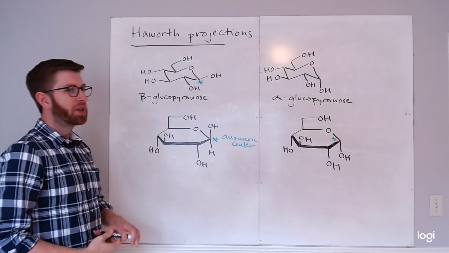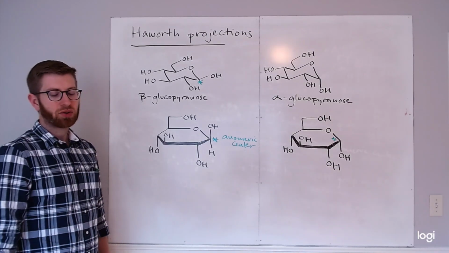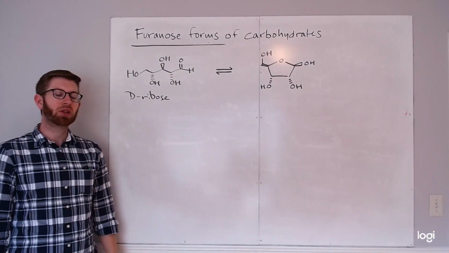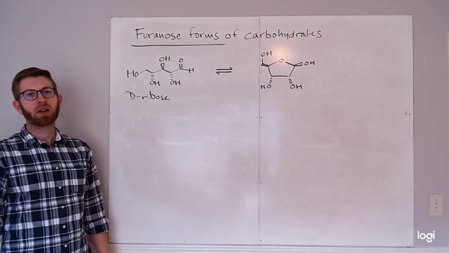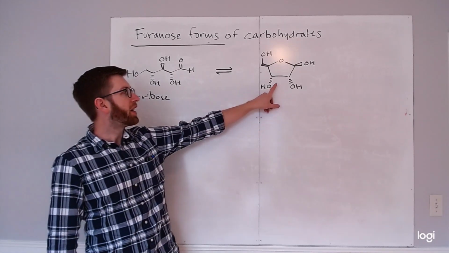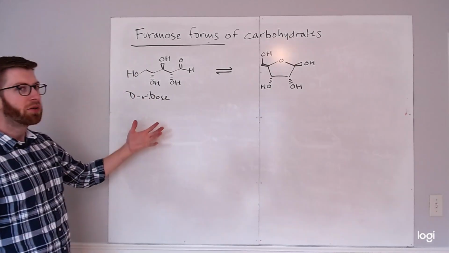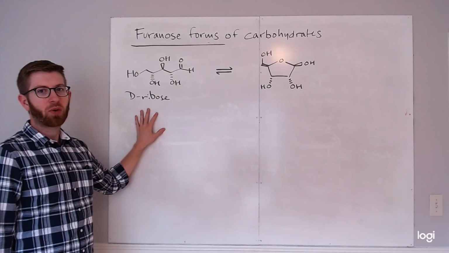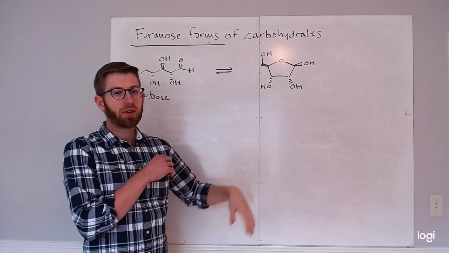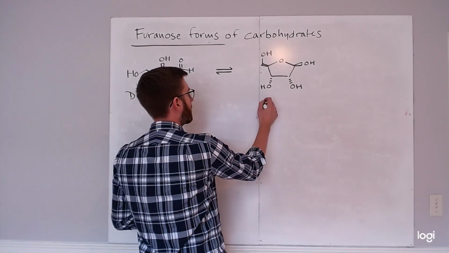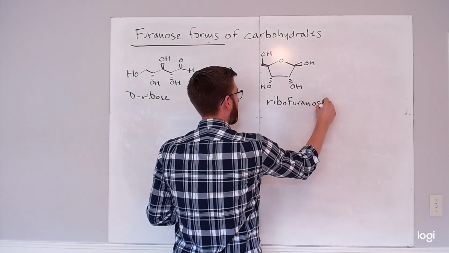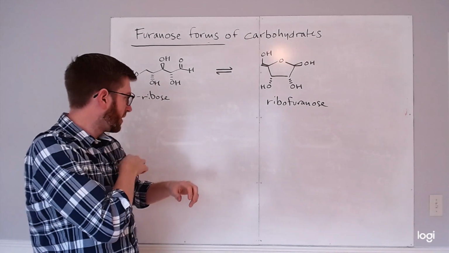So in the next section of this video, we'll be looking at other kinds of cyclic sugars besides pyranoses. In this last section, we'll be looking at other forms of carbohydrates, in particular a cyclic form that we're going to call a furanose, which corresponds to a 5-membered ring. What I'm showing you here is the equilibrium between the open chain form of D-ribose, a sugar we saw in previous videos, and its so-called furanose form. We would call this structure ribofuranose, and the furan part means 5-membered ring.